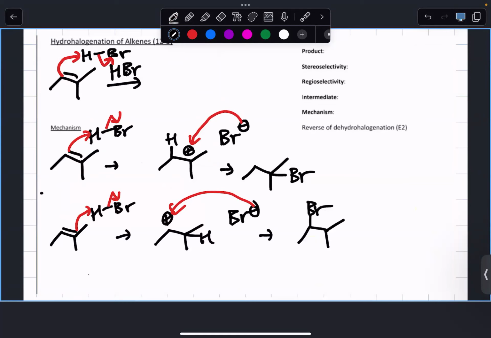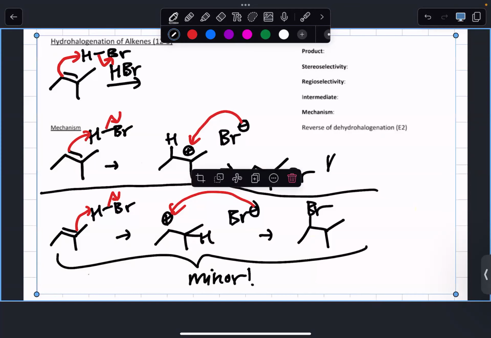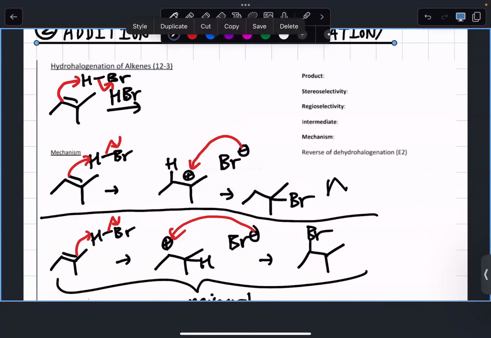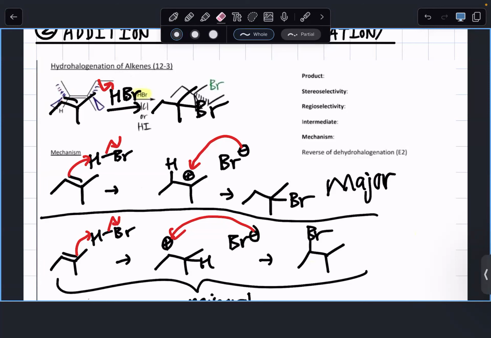So this one here, minor. This one here will be major, because this one here has the more stable carbocation intermediate. Right? That's the most important thing, the carbocation intermediate. We want that to be the most stable. It could get trickier if there's a possibility of a hydride or methyl shift, and we'll go over those examples too. So the product for this is that, and the mechanism is shown there.